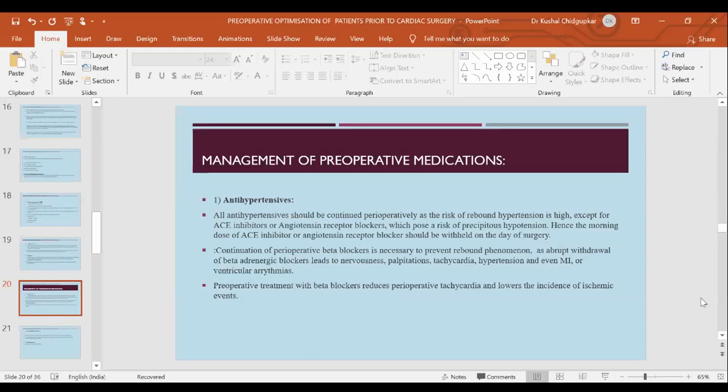So why are ACE inhibitors to be discontinued? Can you define what is the reason? Sir, because they cause a significant hypotension if we take the dose on the morning of surgery, and the hypotension which is caused is resistant to sympathomimetic agents also. So, to what agent do they respond? Theoretically, sir, they respond to vasopressin. Theoretically? Not practically? So they do respond to vasopressin.